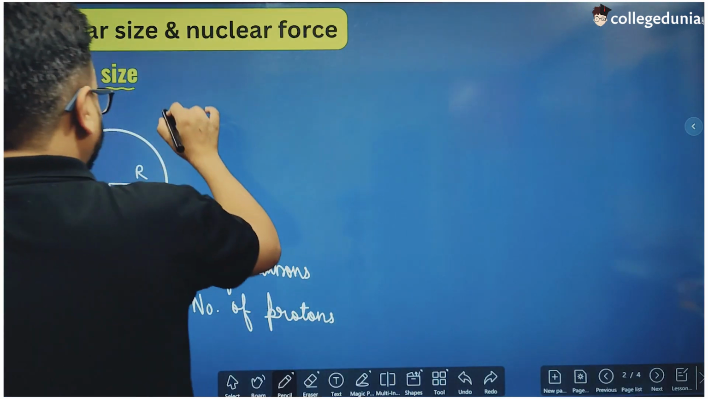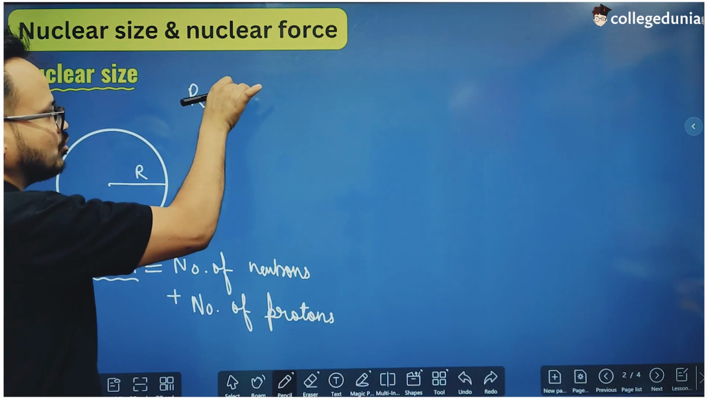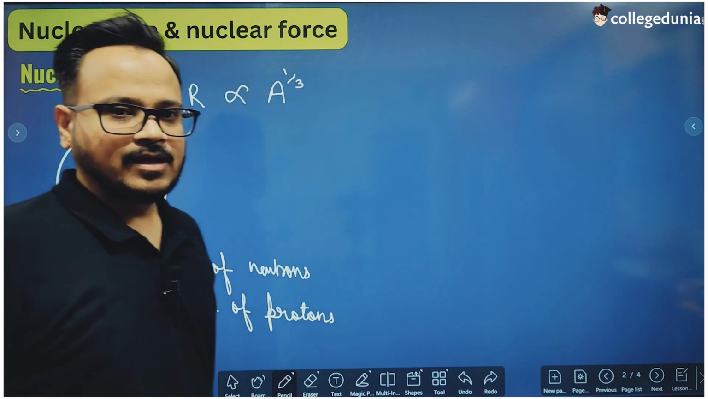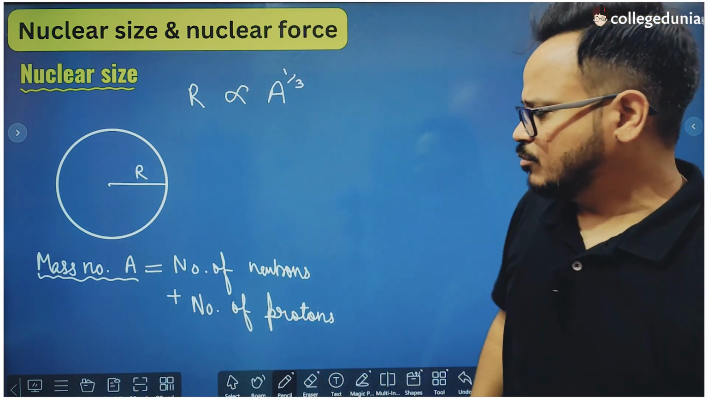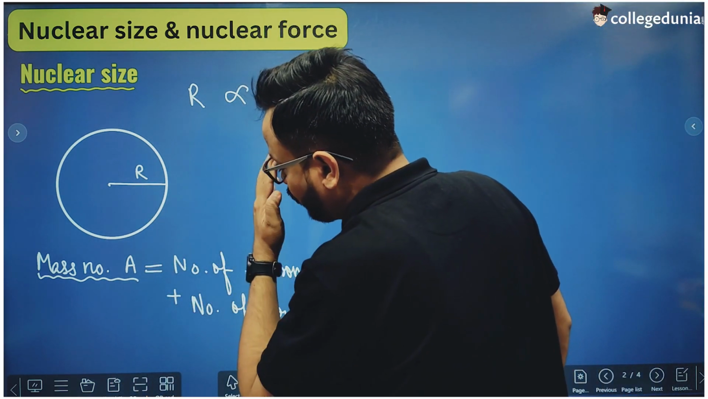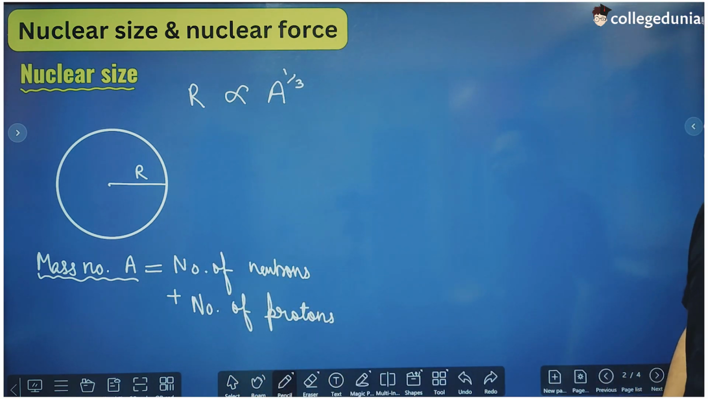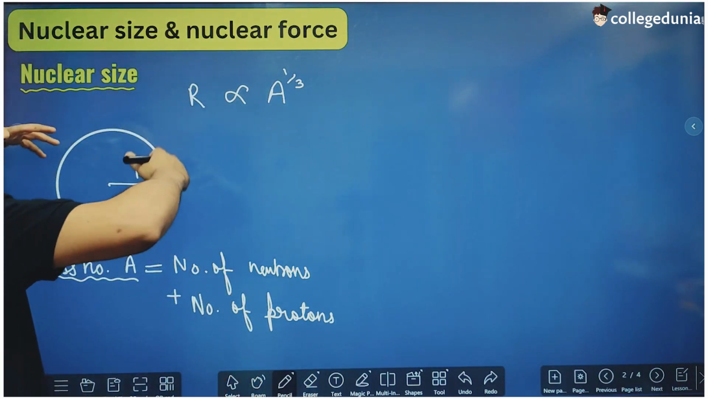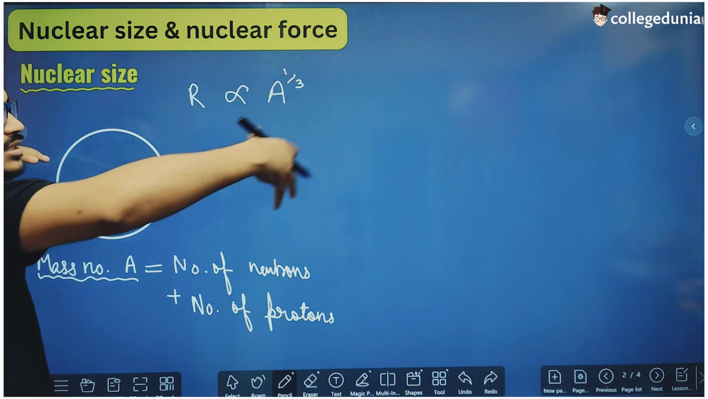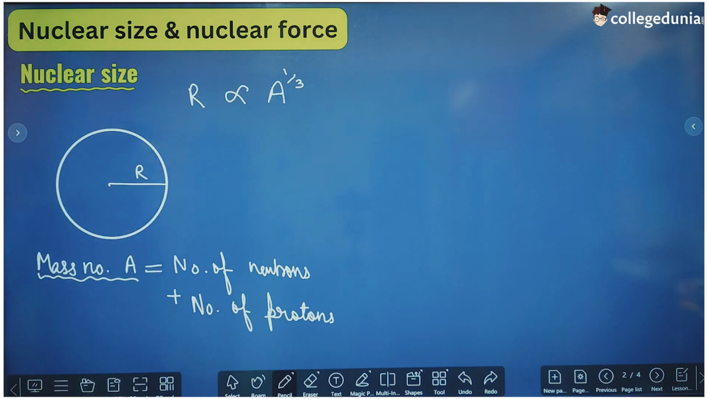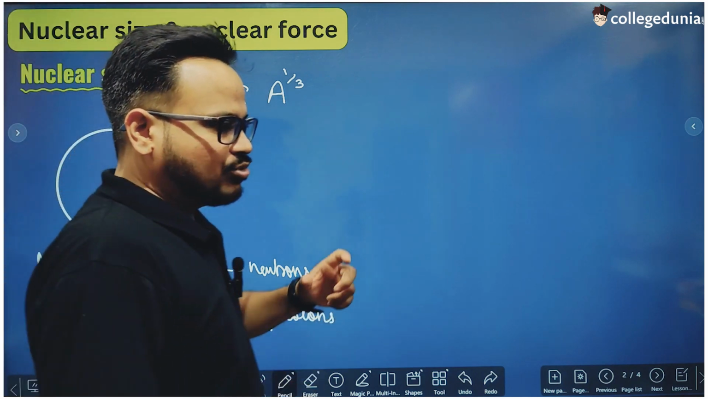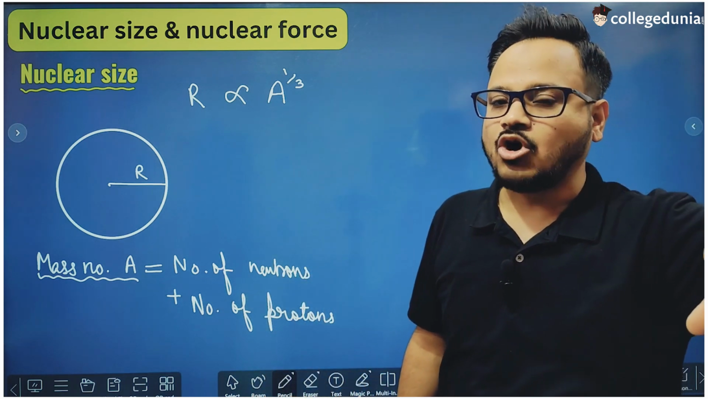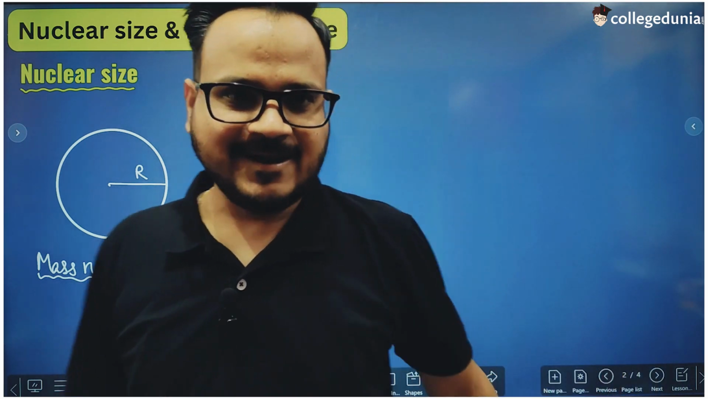So the formula is: the radius of any nucleus is directly proportional to the cube root of the mass number, right? More is the mass number, obviously, that means the number of protons and number of neutrons in the nucleus are more. So if mass number is more, then obviously the size of nucleus will be more. So R is directly proportional to some power of the mass number, but that power is 1/3, which means that if suppose the mass number increases 8 times, then the radius will be twice because the cube root of 8 is 2, right?